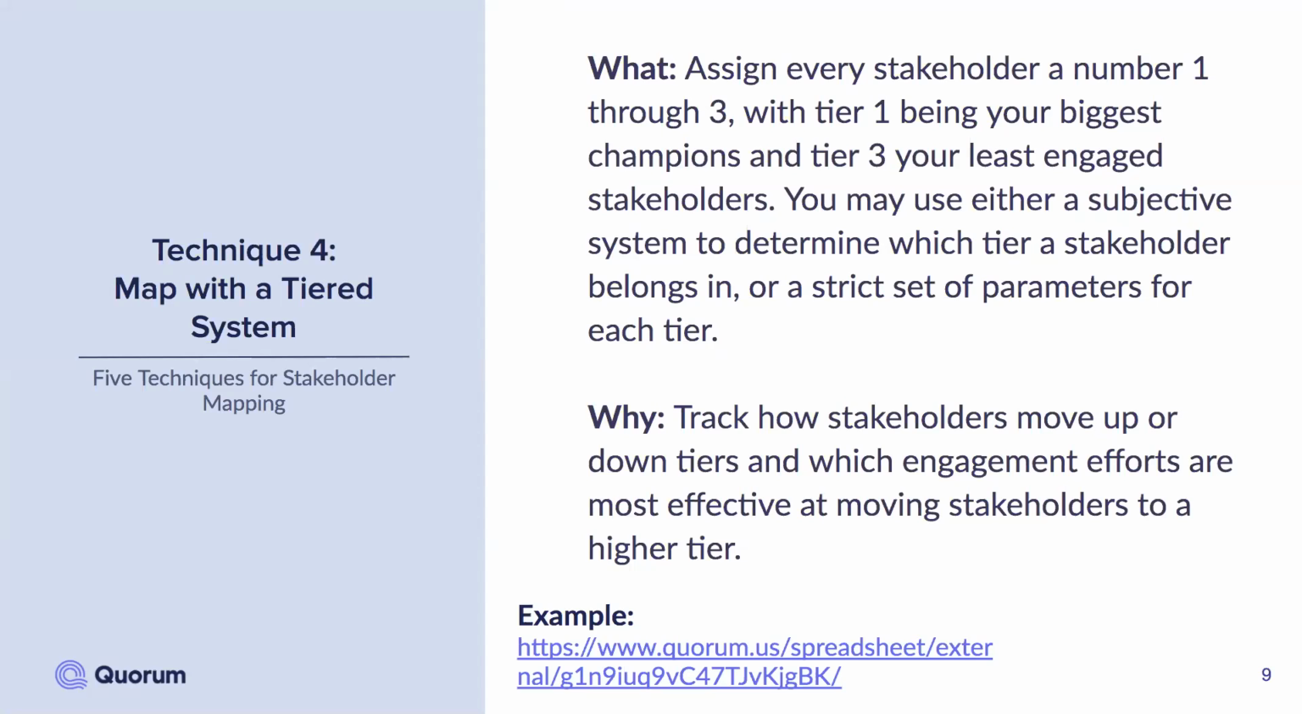So with a tiered system, your organization should give every stakeholder a number, 1 to 3, with tier 1 stakeholders being your biggest champions and tier 3s are less influential stakeholders. You could use a subjective numbering system to determine which tier a stakeholder belongs to, or you could set up strict parameters as to what constitutes a tier 2 versus a tier 1 stakeholder, such as the number of events that they've attended or the number of meetings that you've had with them. That way you're going to be able to measure how stakeholders move up the tiers as you track your organization's efforts to see what's effective at moving the needle with stakeholders to new tiers. Does a certain type of action make that stakeholder more likely to increase their involvement in your issues?